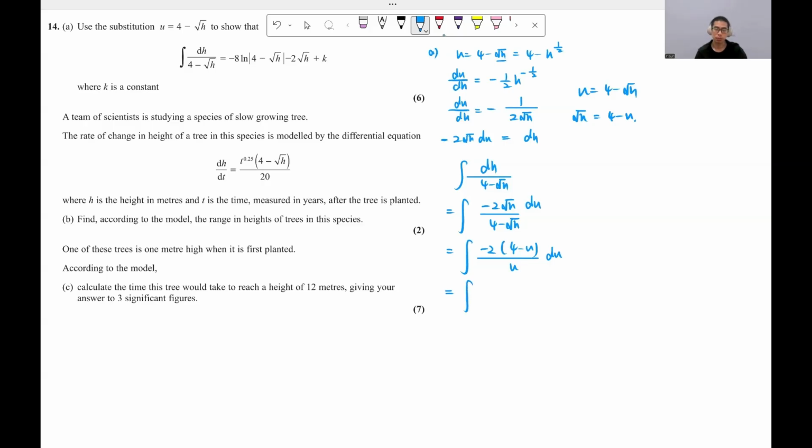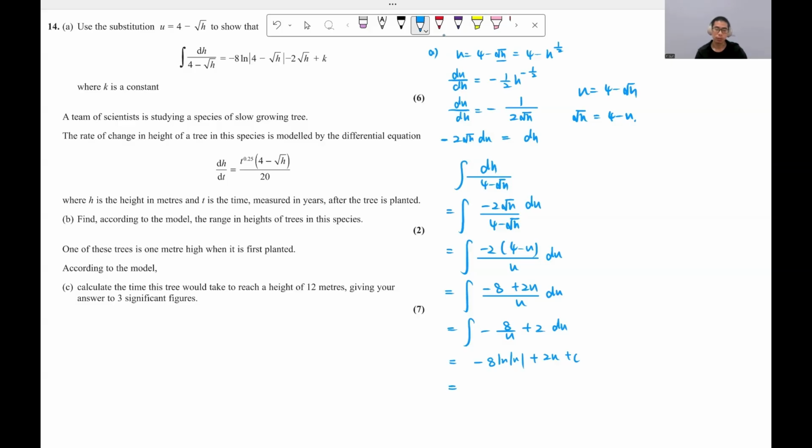So expand it out, we have negative 8 and then plus 2u, all divided by u du. So that's equal to negative 8 over u, plus 2u divided by u, which is just 2. So now if we integrate that, negative is just negative, 8 is just 8, 1 over u integrates to ln u. And then 2 will integrate to 2u plus c.